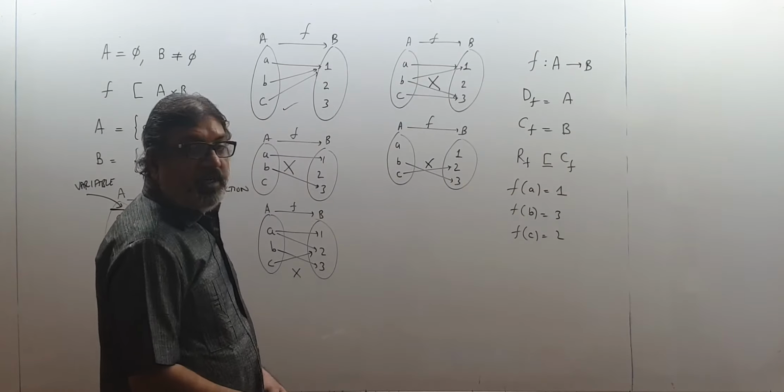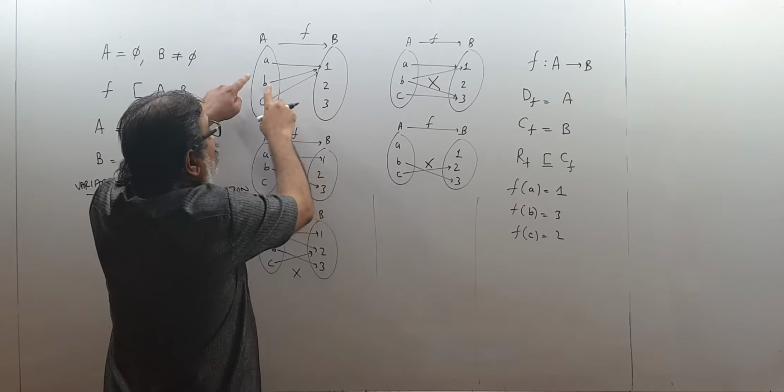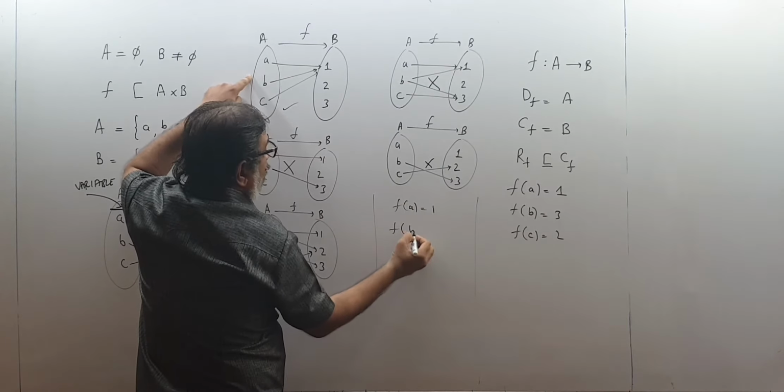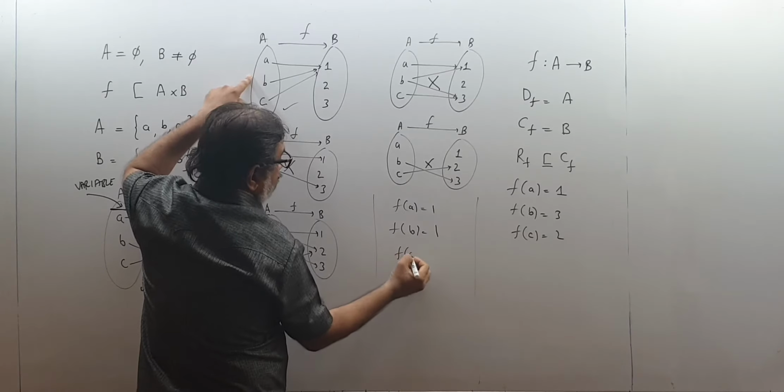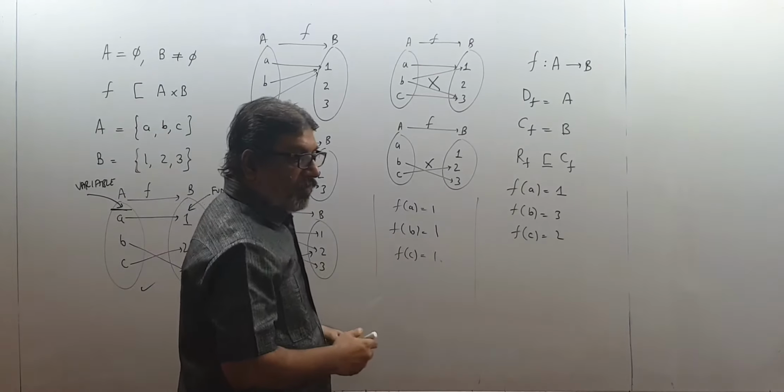What does that mean? I told you. Over here, what will happen? This was a function. What will be F of A? F of A will be 1. F of B will be 1. F of C will be 1. Like this you will get.